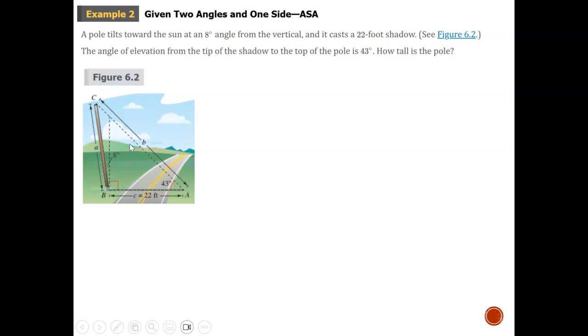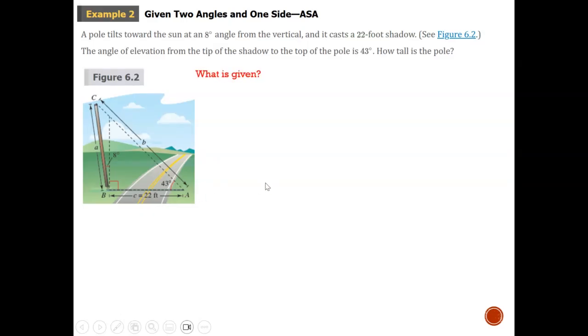Okay, here's the figure 6.2. Again, guys, the pole tilts towards the sun, right? So if you notice, the pole tilts towards the left at an 8-degree angle. And the shadow that it casts is 22 feet. So this is a shadow, 22 feet. Okay, the angle of elevation from the tip of the shadow to the top of the pole is 43 degrees. So this is 43 degrees.